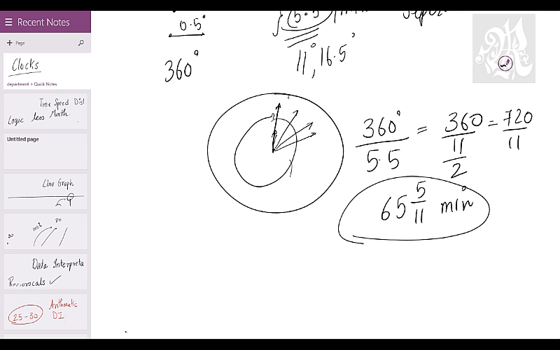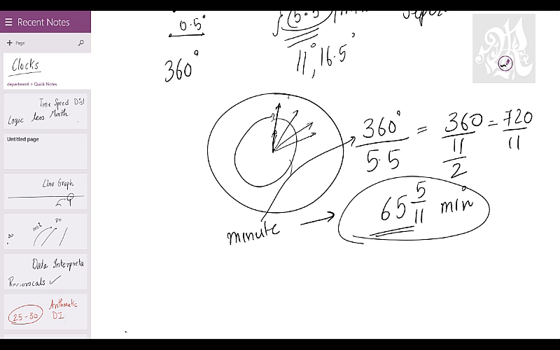Okay? What do you interpret from this? Your interpretation is that in 65 by 11 minutes, the minute hand will be ahead by 360 degrees, which means it will meet the hour hand again. So the minute hand and the hour hand meet every 65 by 11 minutes.